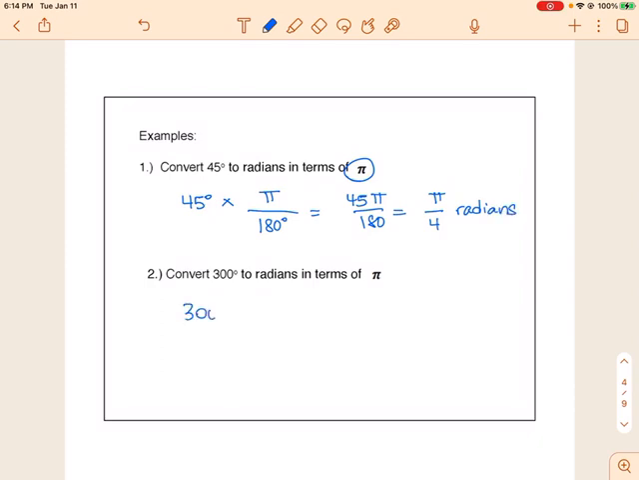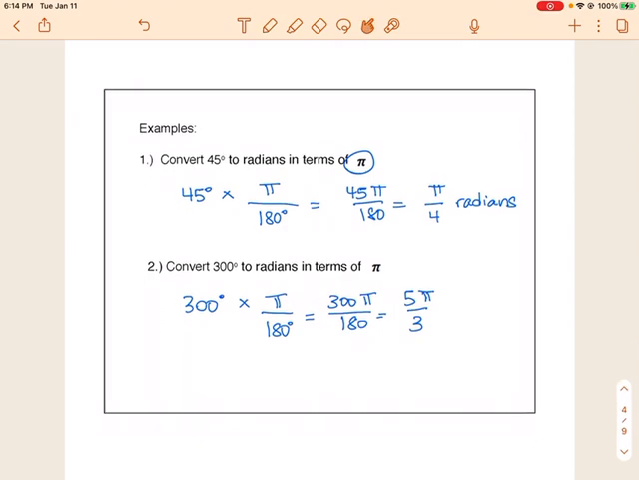300 degrees. Starting with degrees, I want to end in pi, so the pi is in the numerator. And then I reduce that. Reduces by 60. 5 pi over 3. So that's converting degrees to radians.